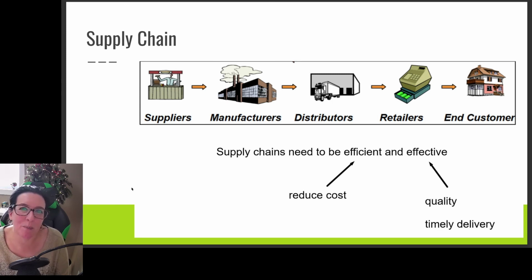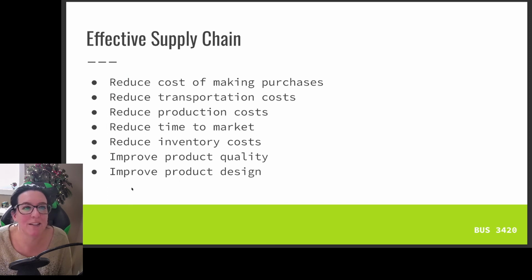When we talk about competitive advantage and strategies for our organization, we talked about cost leadership and differentiation. If you're going to be pursuing these strategies, or if these are going to be your competitive advantages, then they have to go throughout the entire supply chain. If you want to be more efficient, we have to look at reducing costs throughout the chain. If you're going to be more effective, then we have to look at improving quality and timeliness throughout the chain. So we want an effective supply chain.